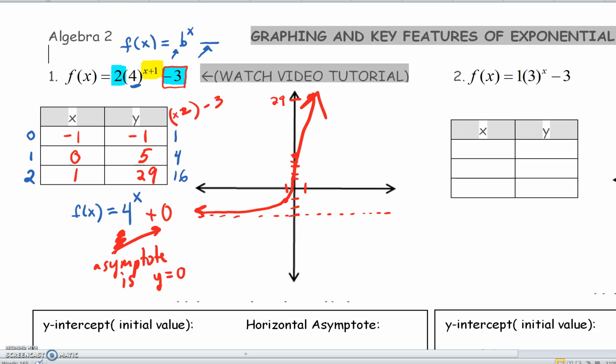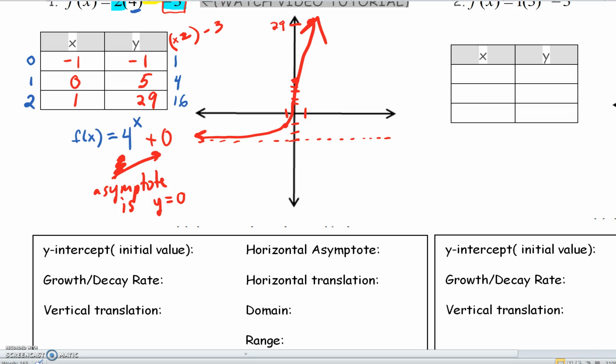Now as we look at the next aspect, our y-intercept, our initial value, in this case it will be at 0, 5. Horizontal asymptote, that will be at -3. We should say y equals -3. Growth or decay rate, well, we don't have decay, we have growth, and it'll be 4. That's the number that you're multiplying by.